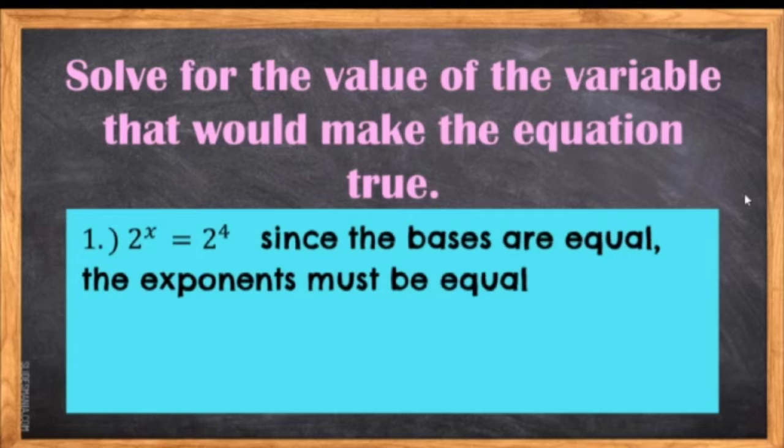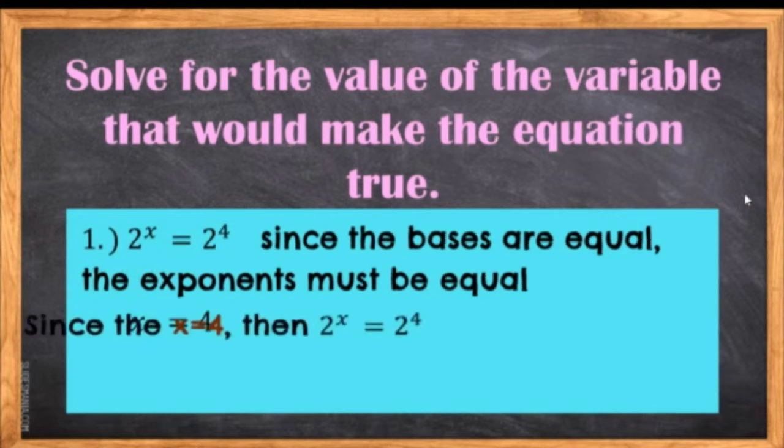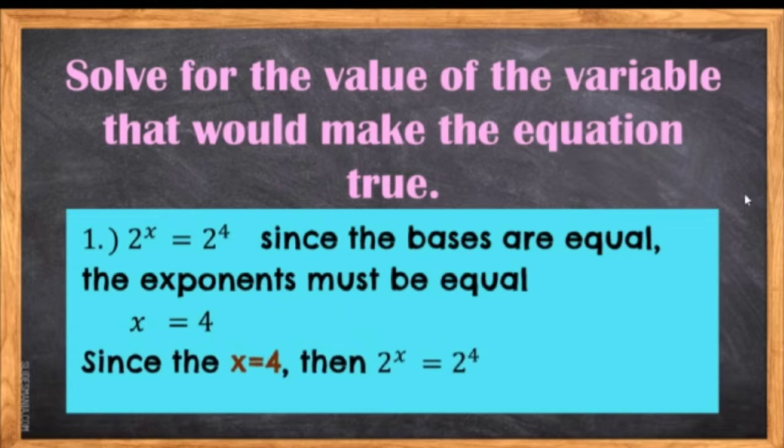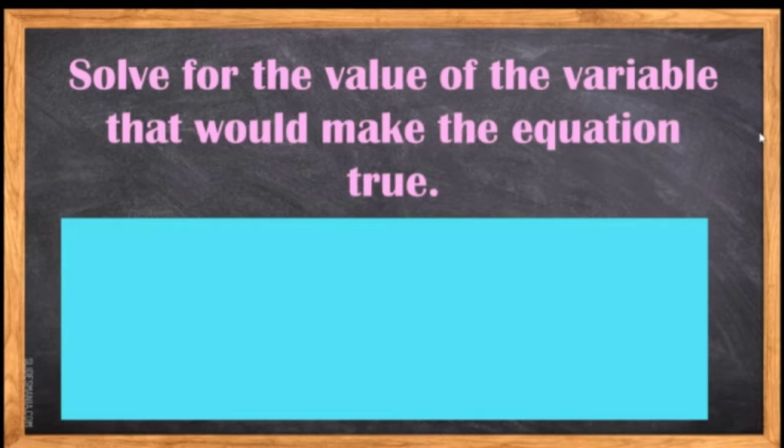Since the bases are equal, which is 2, we therefore conclude that x is equal to 4 because the bases 2 will be cancelled. Since x is equal to 4, then 2 raised to x is equal to 2 raised to 4. We therefore conclude that the equation is true. Okay, next example.